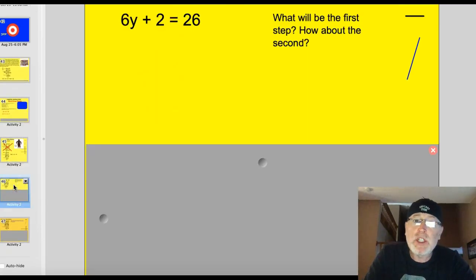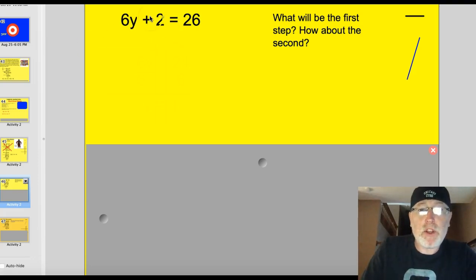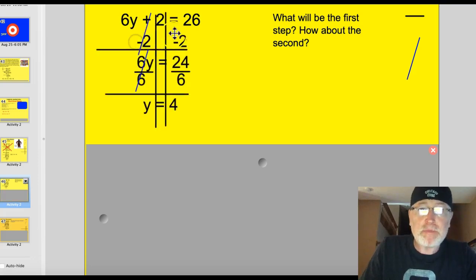All right, let's take a look at a couple, and then I'll have you try some. 6y plus 2 equals 26. What will be our first operation here? What do you think? How about the second? Well, first we've got to get rid of the 2, and then we've got to get rid of the 6y. So we're going to do subtraction first, and then we'll have to divide to get rid of that.